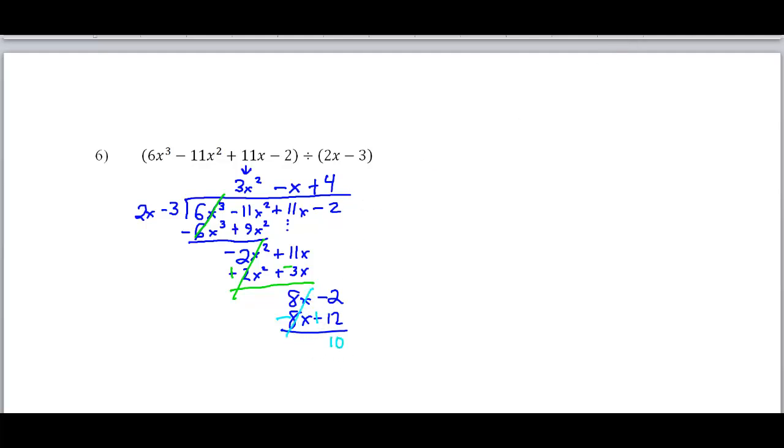That means we have a remainder in this problem. And again, we do not use the letter r. We're going to use the proper notation that there's 10 left over when we try to divide by 2x minus 3. And since there's a remainder in problem 6, 2x minus 3 is not a perfect factor of the polynomial.